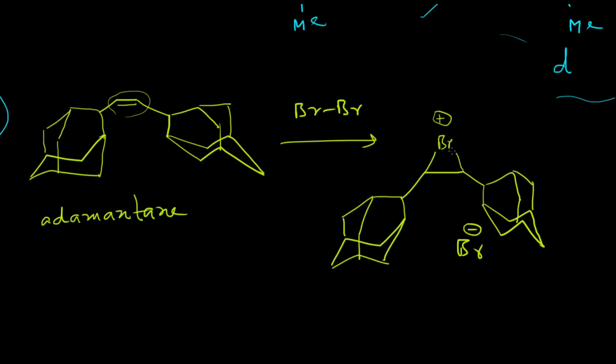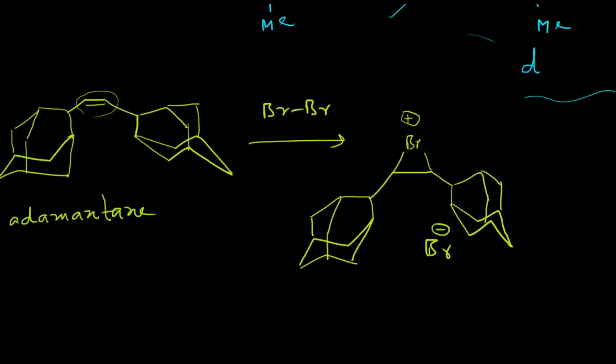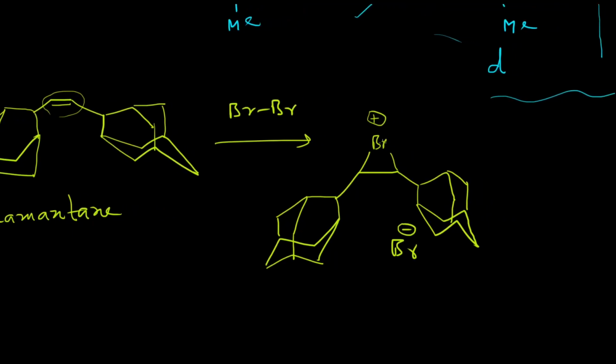This cyclobromonium ion was found to be the product, and this Br minus is present as the counter anion with this cationic species, and no further reaction takes place. This compound is actually isolated and characterized via X-ray analysis. So this is a very important experimental finding which actually confirms the mechanistic pathway involved in the bromination reaction.